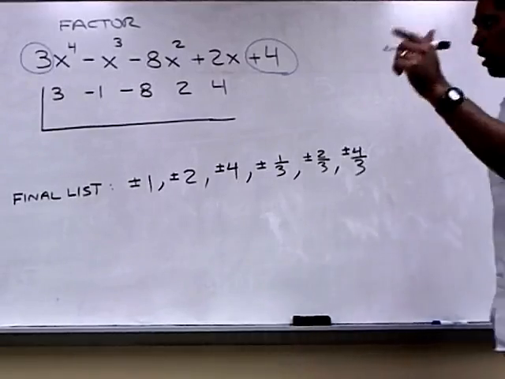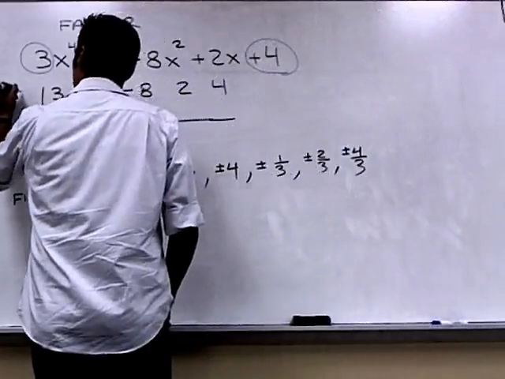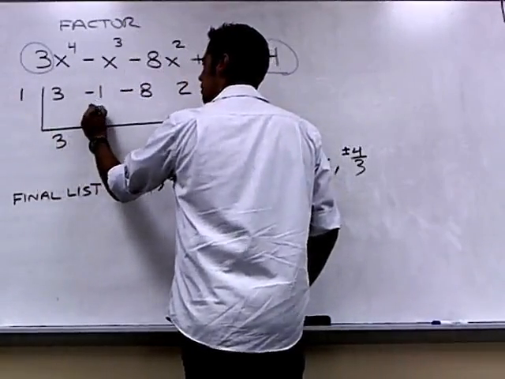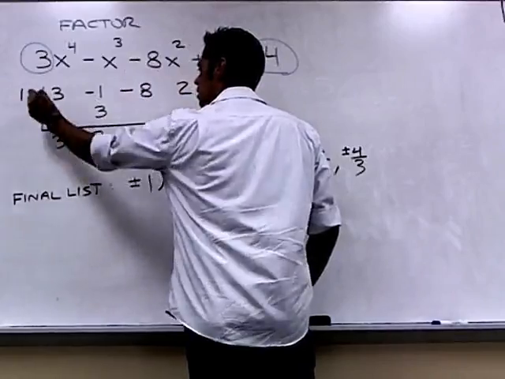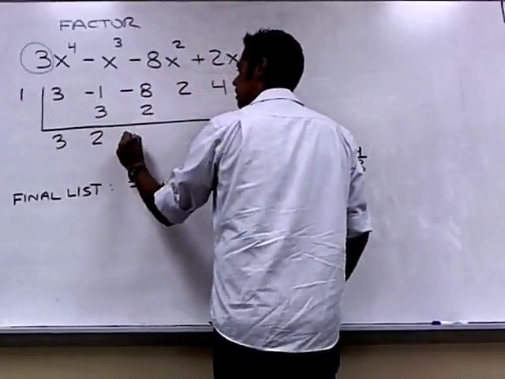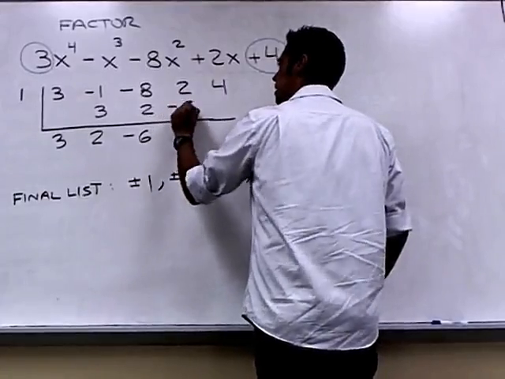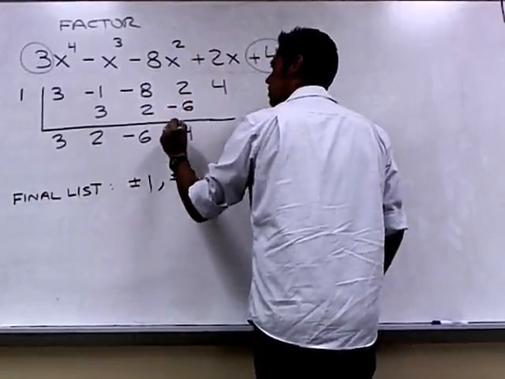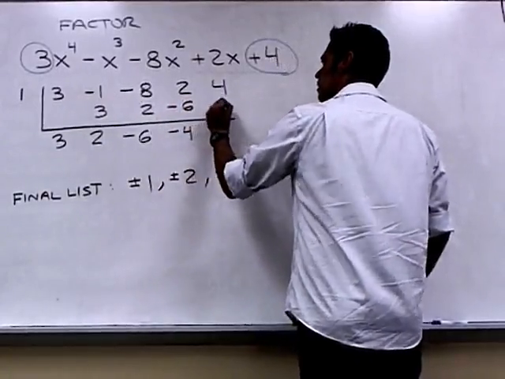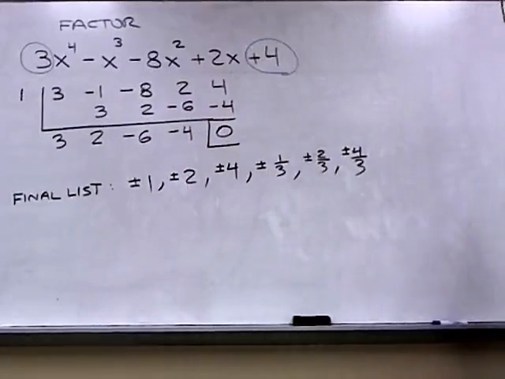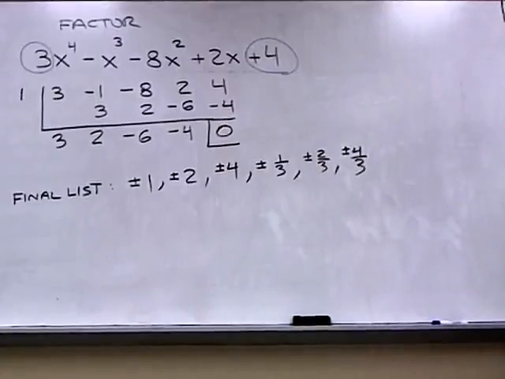Okay, let's start with 1. 3 comes down. 3 times 1 is 3. Add down, we get 2. 1 times 2 is 2. Add down, we get -6. 1 times -6 is -6. Add down, we get -4. Is this going to work the first try? Hallelujah. We're in business, right?